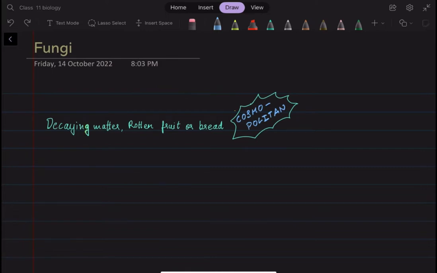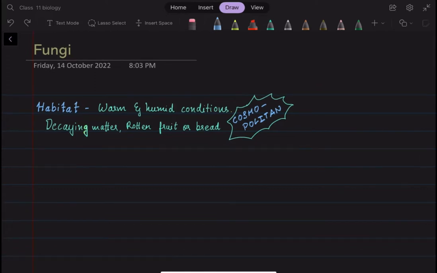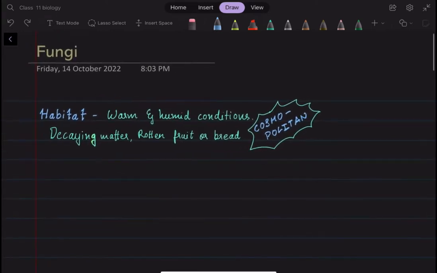Because their habitat is very diverse, and there are only two conditions that they require, that is warm and humid. So the place should be warm and the atmosphere should be humid. If only these two conditions are satisfied, they can grow there. Since the requirements are very few, they are almost present everywhere where the conditions are favorable.